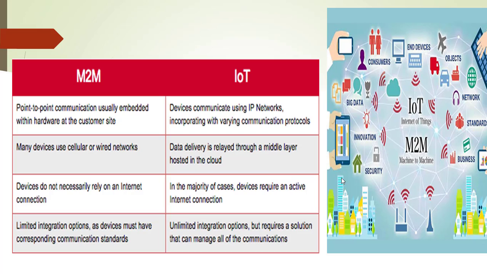There is a huge difference between machine to machine communication and Internet of Things. When you talk about machine to machine communication, there is point to point communication, where you are just giving the instructions. They can be communicating via any networking medium also. Coming on to IoT, the devices communicate using IP networks, incorporating varying communication protocols. Generally, we show this slide to the students because many a time in the interview there are questions like what is the difference between machine to machine and IoT. So, you can come up with these points.